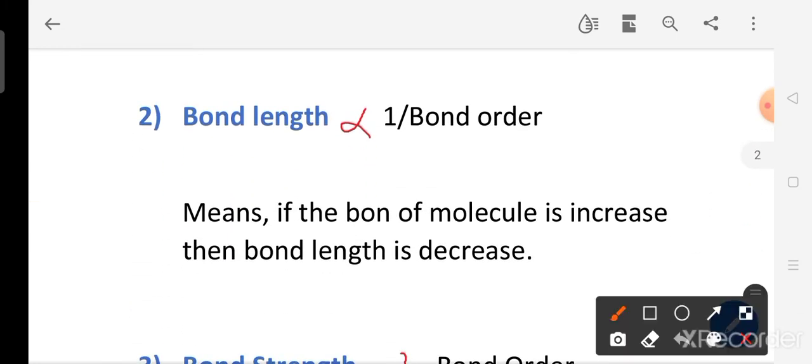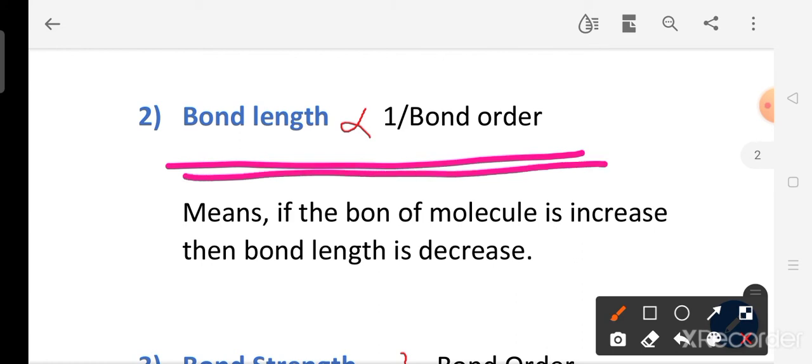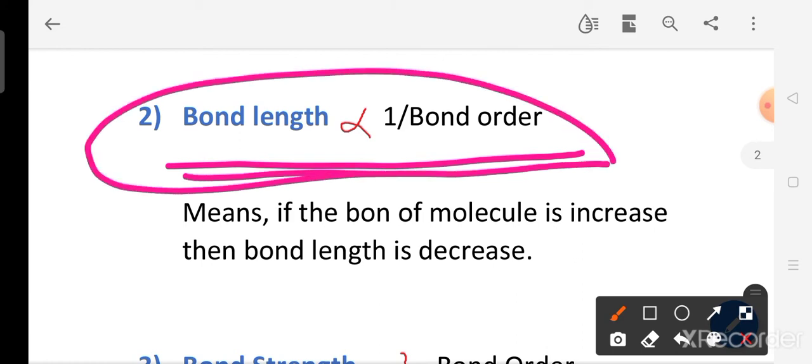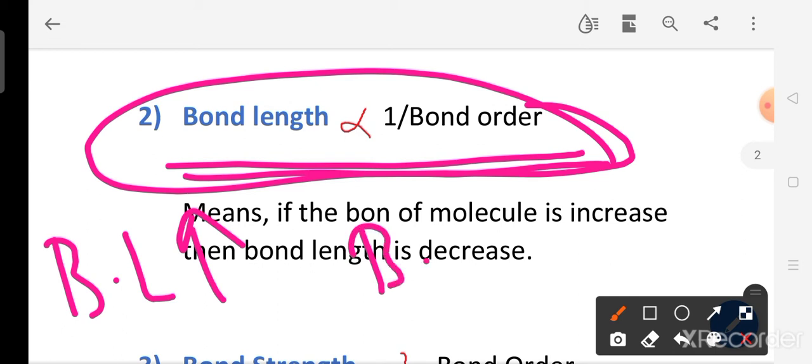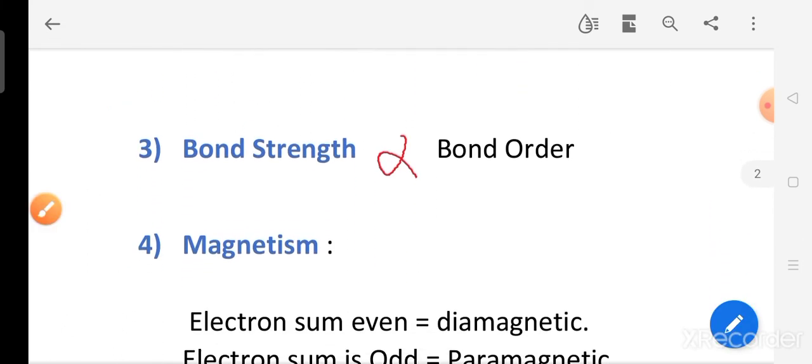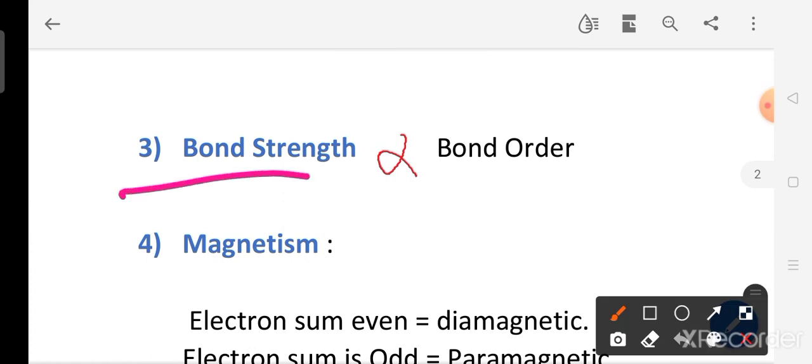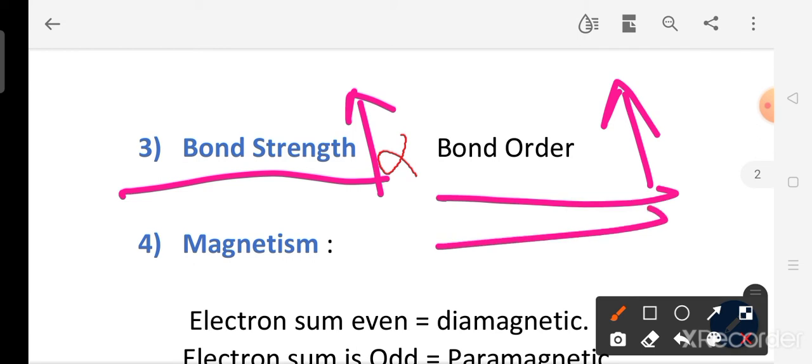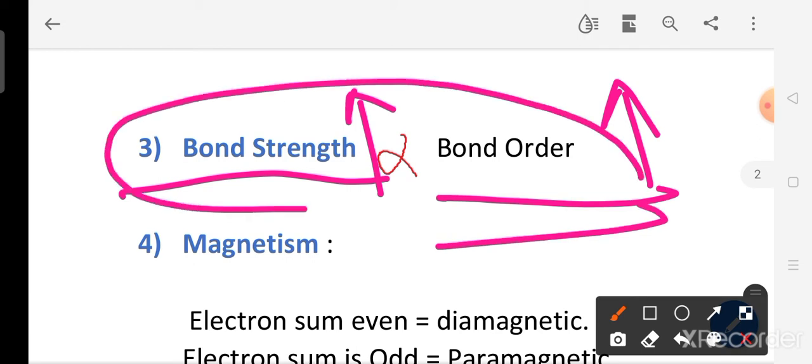Then we have to see the relationship between bond length and bond order. The relation between bond length and bond order is inverse. That means when the bond length increases, the bond order of that molecule decreases. The third relation: when the bond strength increases, the bond order also increases, because the relation between bond strength and bond order is directly proportional.